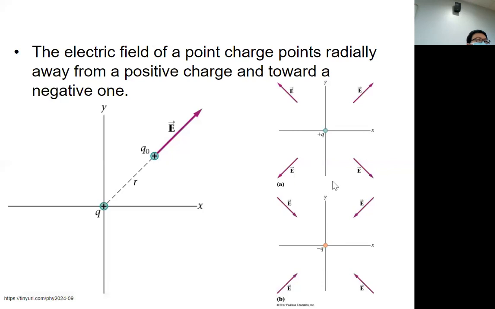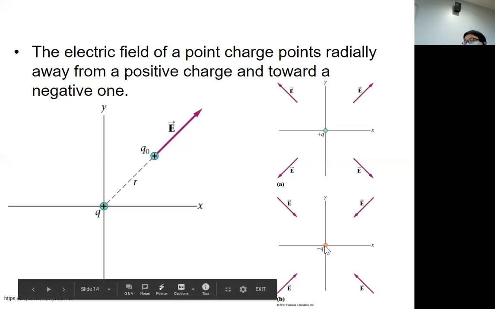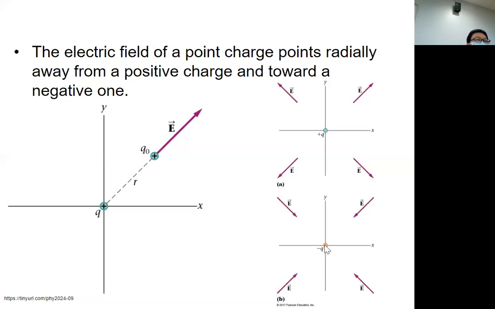On the other hand, if you see an electric field like in this fashion, then you know this guy will be a positive charge. And if electric fields are pointing towards a point, then that means the charge will be a negative charge.